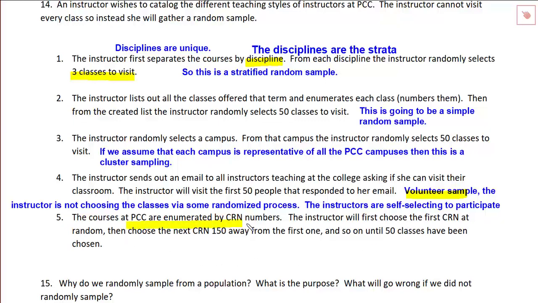The courses are enumerated by CRN numbers. Okay, great. The instructor will choose the first CRN at random, then choose the next CRN 150 away from the first one, and so on until 50 classes have been chosen. Now, this is going to be a systematic sample.